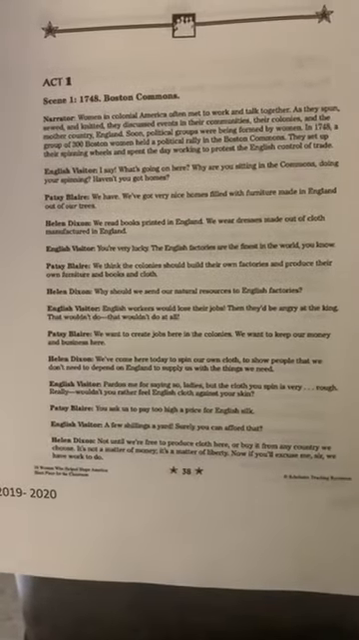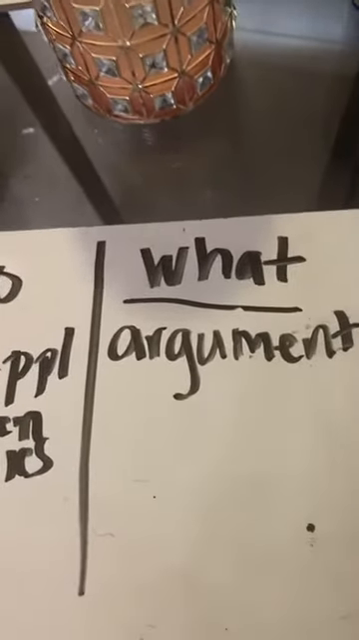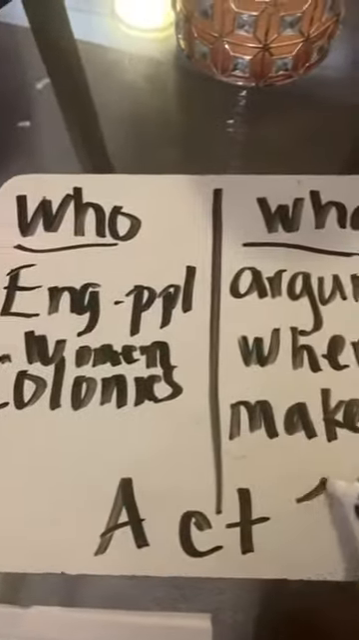What is going on? They're having an argument. Their argument is about where they should manufacture their goods, or where they should make the cloth, the silk, the clothing. So they argue about where to make clothes. And this is all for Act 1.